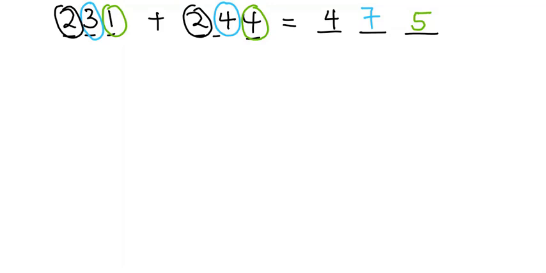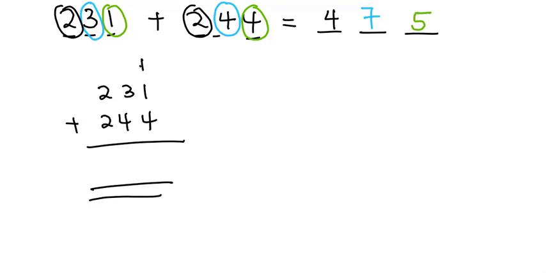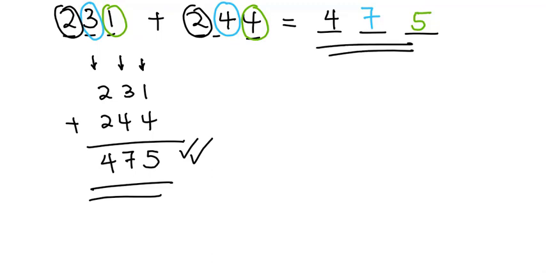The second alternative I have is to rearrange my equation, which will be now 231 plus 244. And then I add, starting with the ones. 1 plus 4 is 5. Then I go to the tens. 3 plus 4 is 7. And then I go to the hundreds. 2 plus 2 is 4. And your answer becomes 475. So you notice that this answer is the same as this answer. So you can use whichever method that you find easier. This brings us to an end of this lesson.